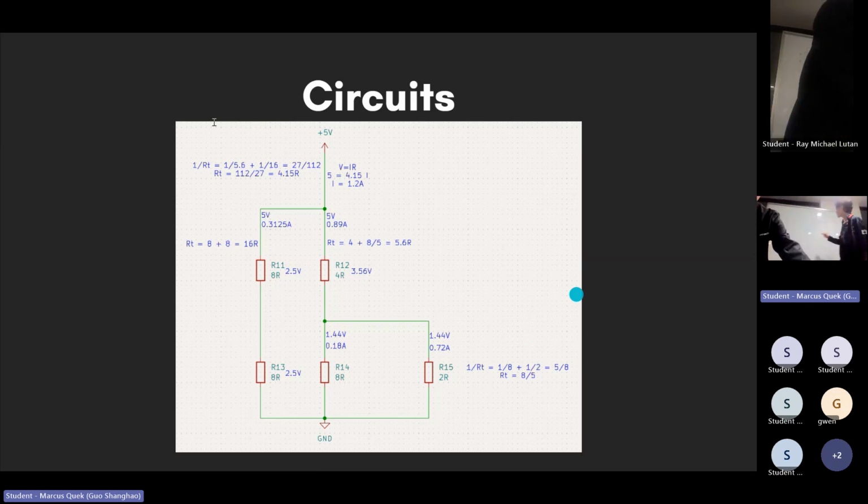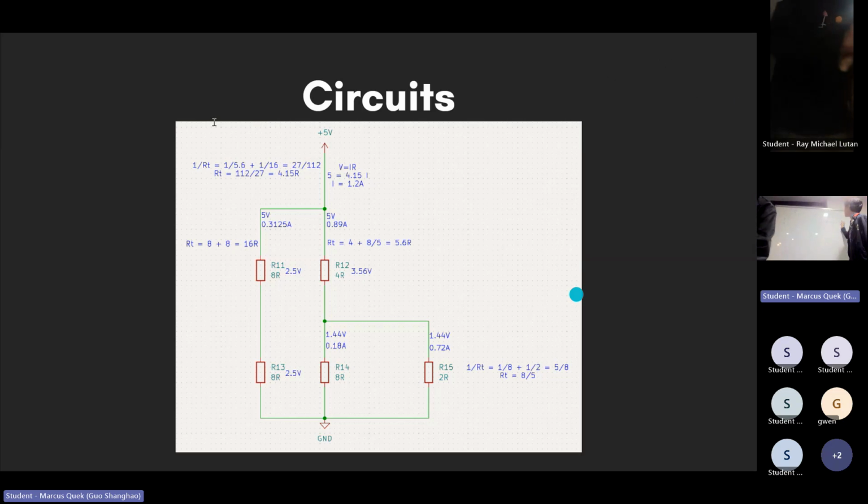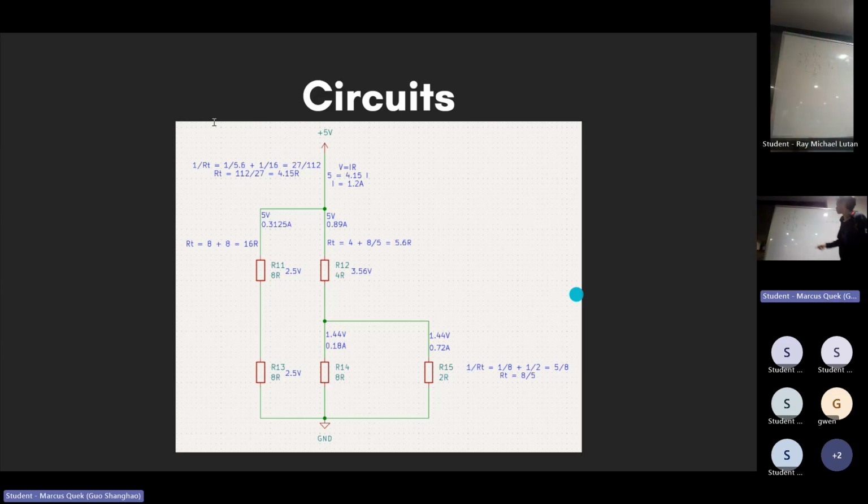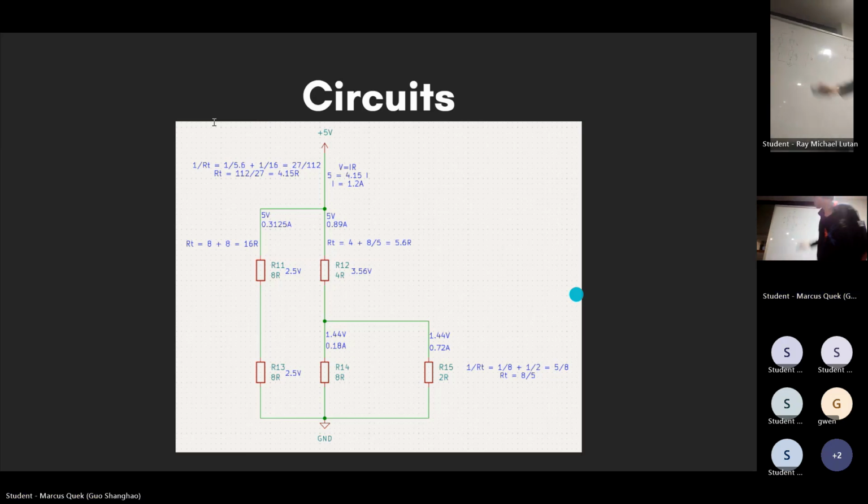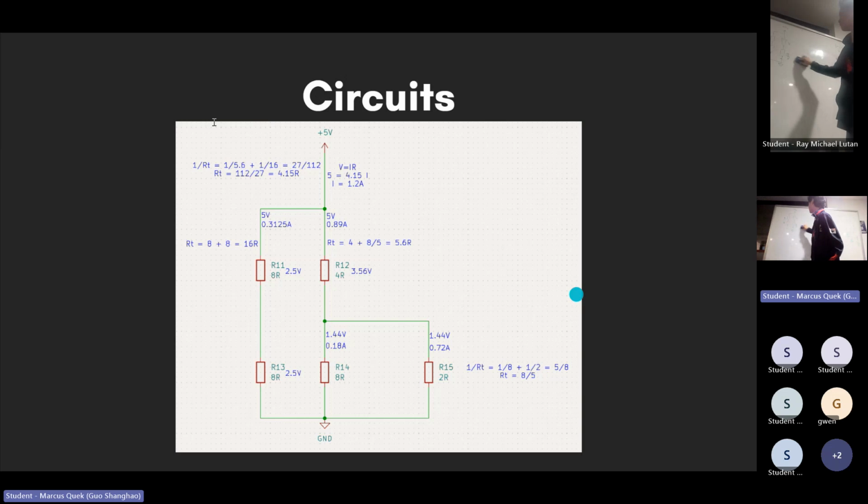Okay, so total resistance is 4 plus 8/5. This is 28/5 resistance. So the total resistance of this is 28/5. So I can put this here, put 28/5, and get rid of this, right? Quite a bit nicer. This is just 28/5, right? So now I have 5 volts across 28/5 resistance.